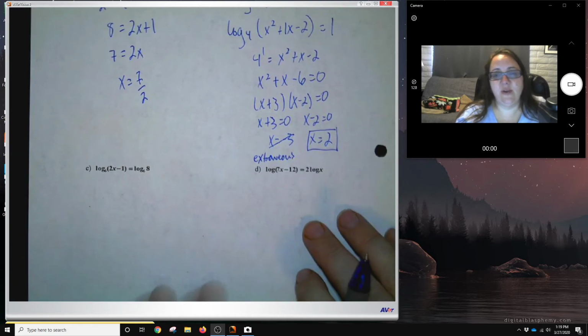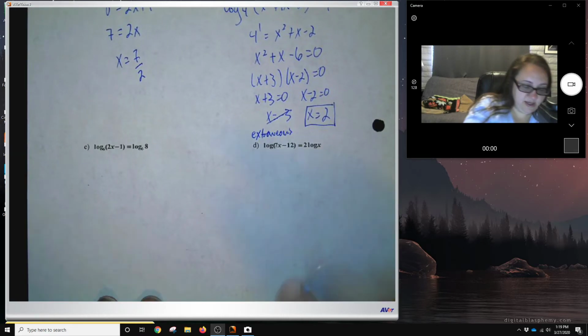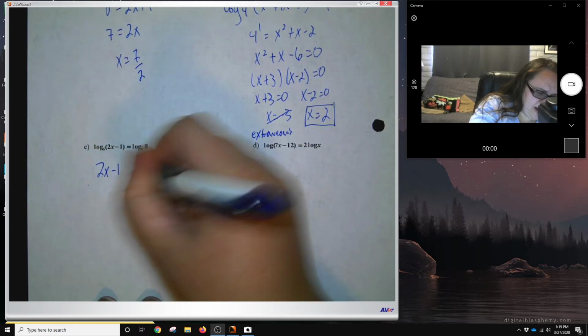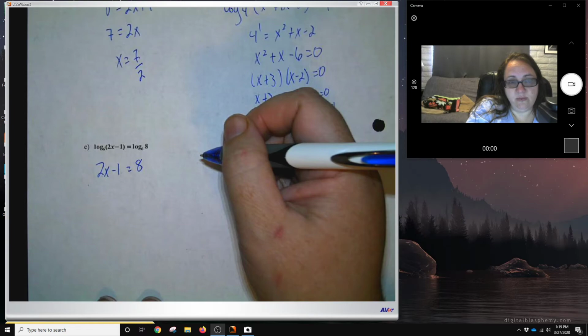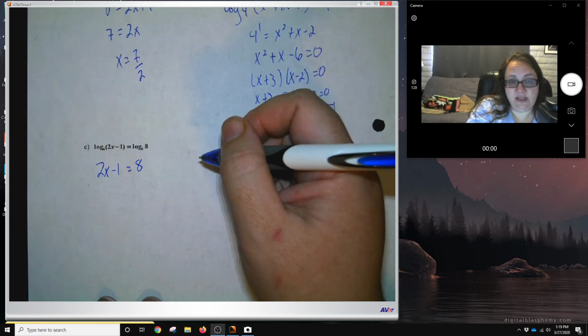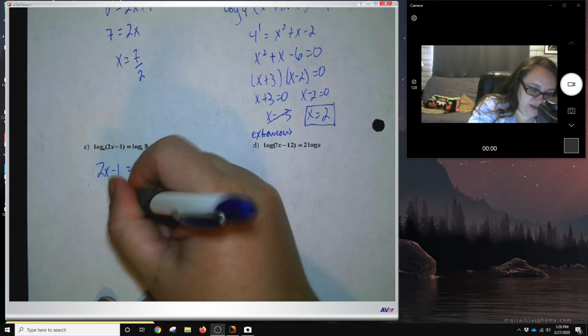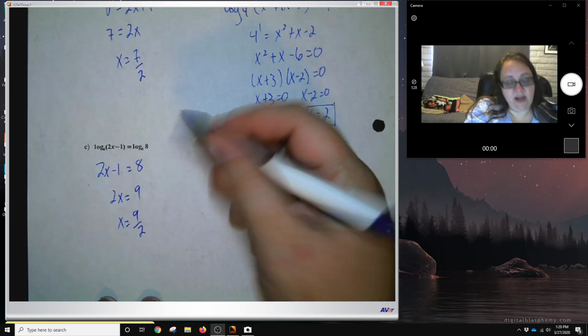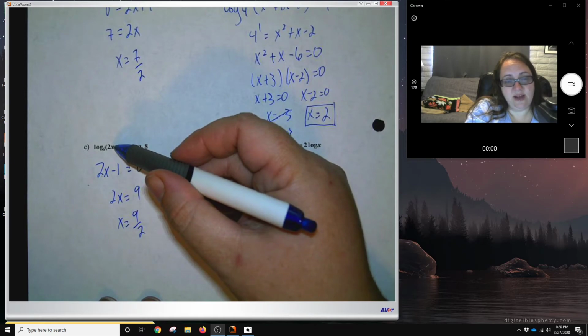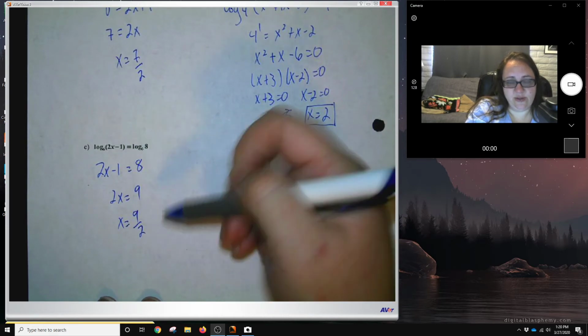Okay, here we have the same log on both sides. So that means this is 2x minus 1 equals 8. When we have the same base on both sides, we don't need the logs anymore. So then that's just 2x equals 9, x equals 9/2. And then again, we should check it. 2 times 9/2 is 9, minus 1 is 8, so that's okay.